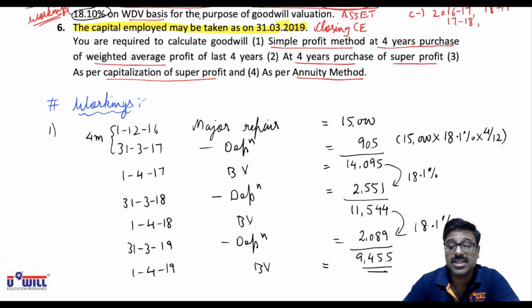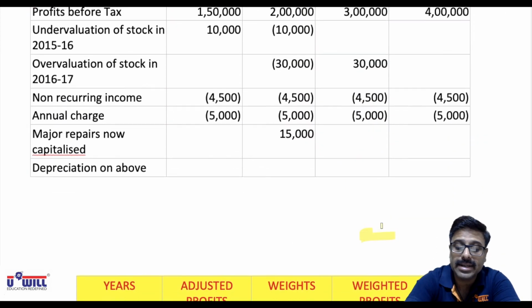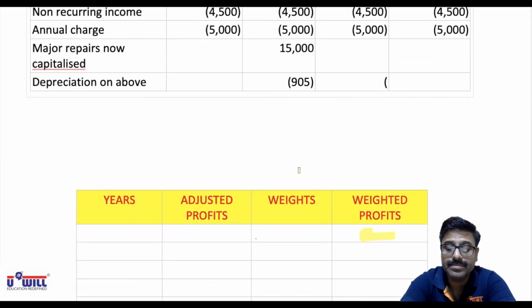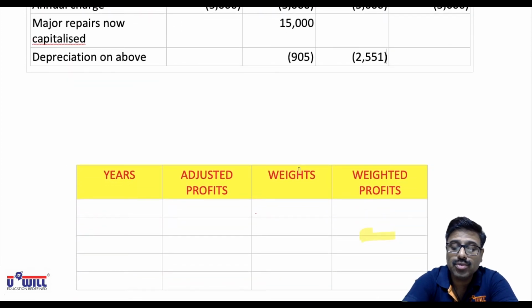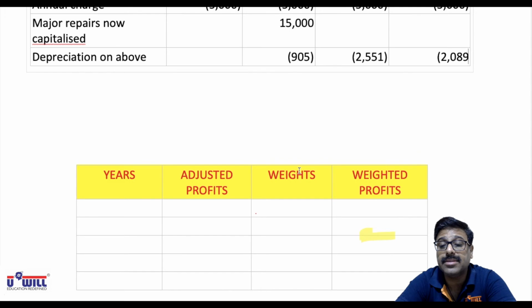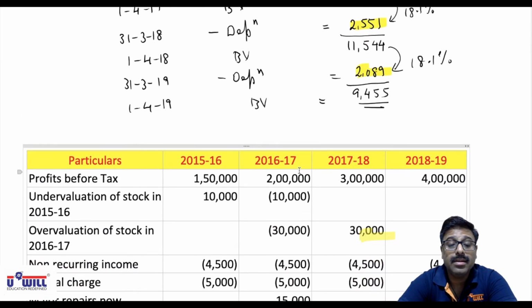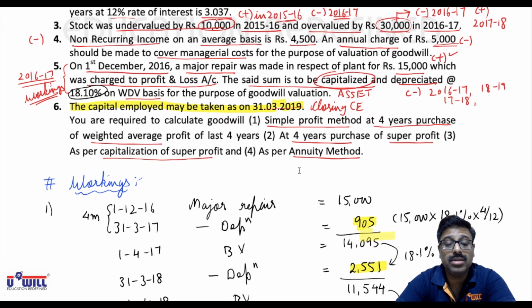So what amounts of depreciation? 905, 2551, 2089. That's why we made this workings. First 905 we have to minus in that year. Then 2551 we have to minus in next year. Then 2089 we have to minus in last year. So these are the three amounts of depreciation which should minus in each of the years. Then capital employed may be taken on 31/3/19. So no other adjustment is affecting the profits.